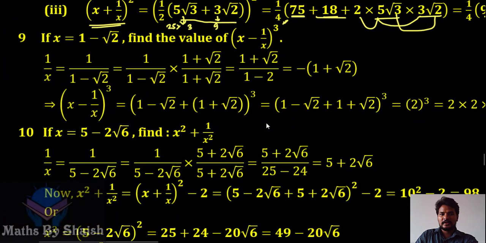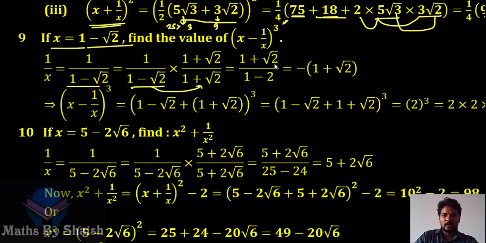Now let's discuss the ninth question. Ninth question is, if x equals 1 minus root 2, find the value of (x minus 1/x) whole cube. So we have to calculate 1 upon x first, because if we do it directly then it is going to be complicated. So first of all we will calculate 1 upon x, and 1 upon x means 1 upon 1 minus root 2. Again we have the irrational number in the denominator, so we have to rationalize it by taking the rationalizing factor of this. So that is 1 plus root 2, in numerator and denominator.